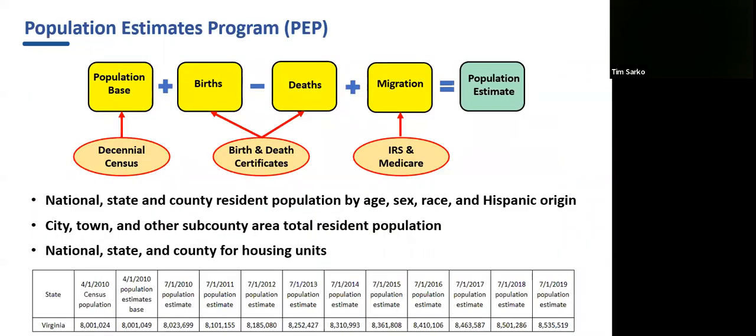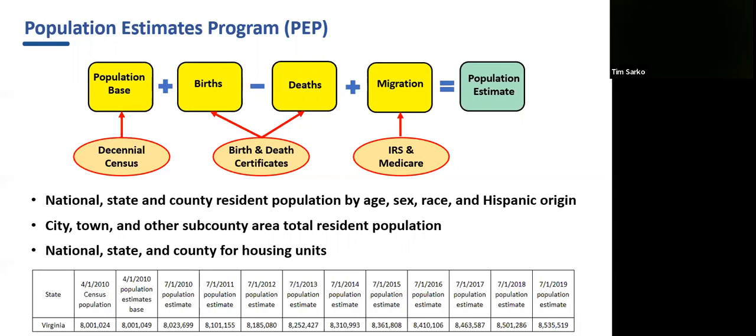The Population Estimates Program that I talked about uses the population base, which they get from the decennial census. They add births and they subtract deaths, which they get from birth and death certificates. And then they add migration, which they get from IRS and Medicare, to come up with a population estimate.